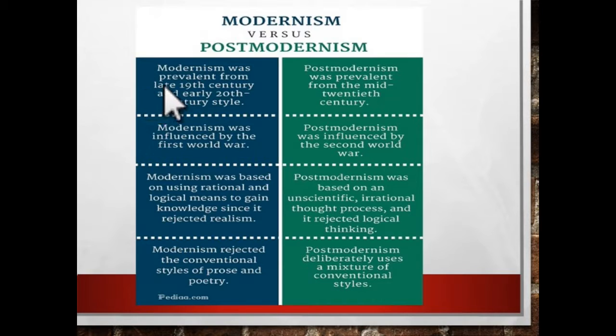Modernism was prevalent in the 19th and early 20th century, and postmodernism was prevalent from the mid 20th century. Modernism was influenced by the First World War and postmodernism by the Second World War. Modernism was based on rational and logical means to gain knowledge, and realism. Postmodernism was based on unscientific and irrational thought processes, and it rejected logical thinking. Modernism rejected the conventional styles of prose and poetry, and postmodernism uses a maximum mixture of conventional styles.